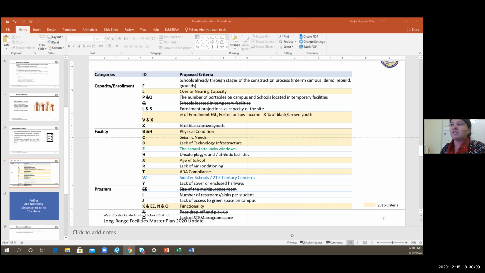We have the suggestion by Don that we remove the site lack of windows. Then we have this other component, what we talked about, where we adjust the windows and lack of air conditioning criteria to include the level of ventilation on each campus. And the fourth one is combine the criteria of access to green space and view windows to incorporate green space, outdoor learning, and the view height windows. If anybody needs clarification before they vote, please let me know. I know we kind of rushed into that.